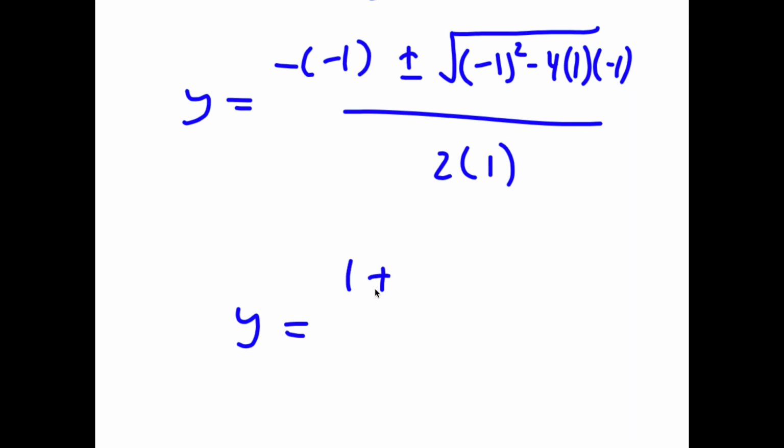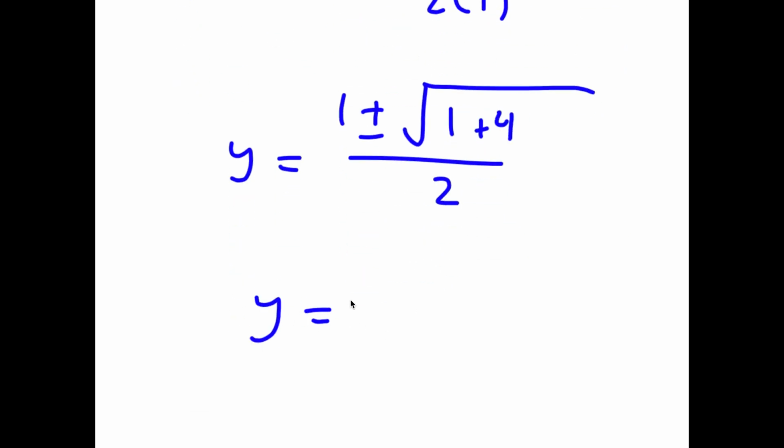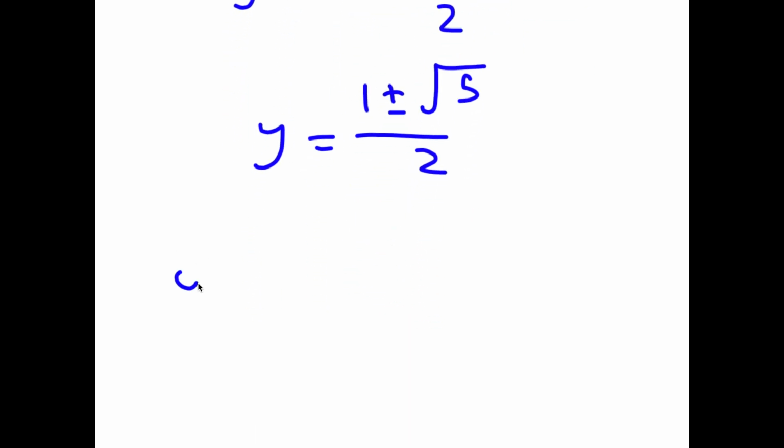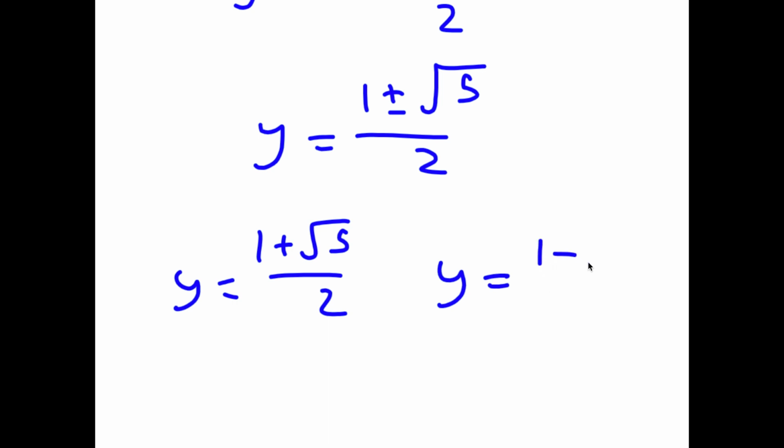This is equal to 1 plus or minus the square root of 1 plus 4, over 2, which is equal to 1 plus or minus the square root of 5, over 2. So y is equal to 1 plus the square root of 5 over 2, and it's also equal to 1 minus the square root of 5 over 2.